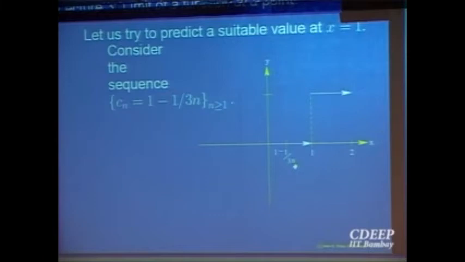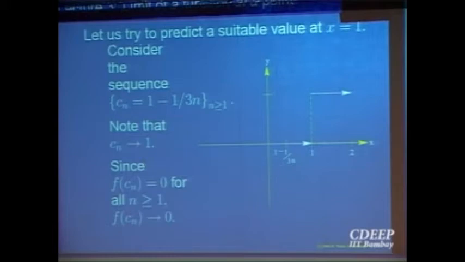So what is the value of the function at this point? What is f at cn? Greatest integer function. So for every point cn, as cn goes to 1 from the left, the value is equal to 0. So it's a constant sequence, f of cn is a constant sequence. So where does it converge? To the constant itself. So that is 0. So if I look at the sequence 1 minus 1 by 3n, then this converges to 1, but the image sequence converges to 0.